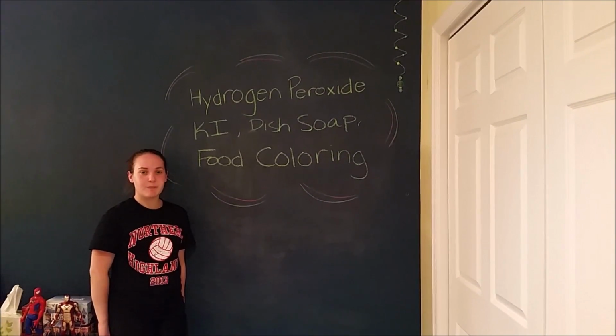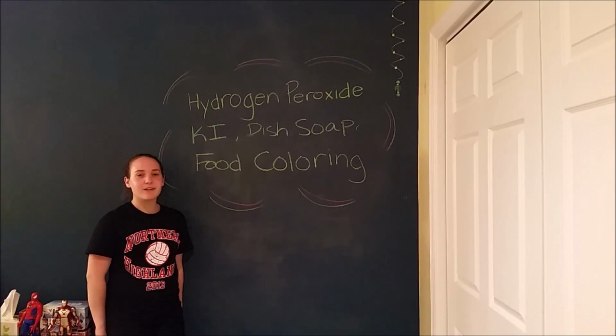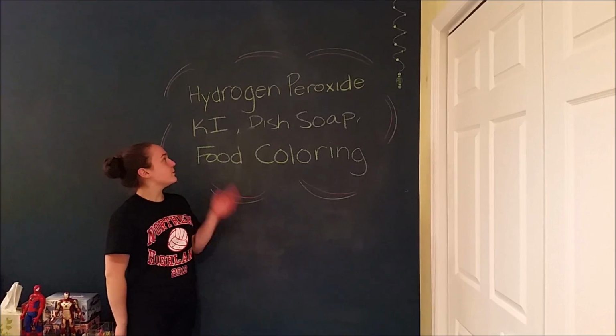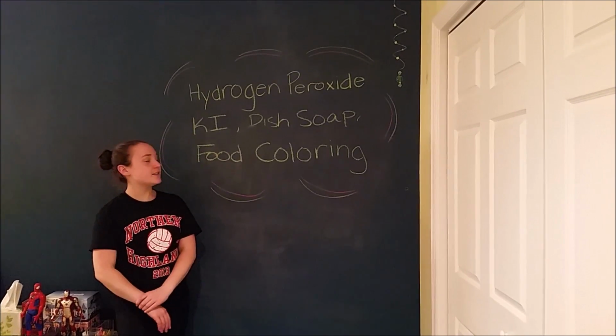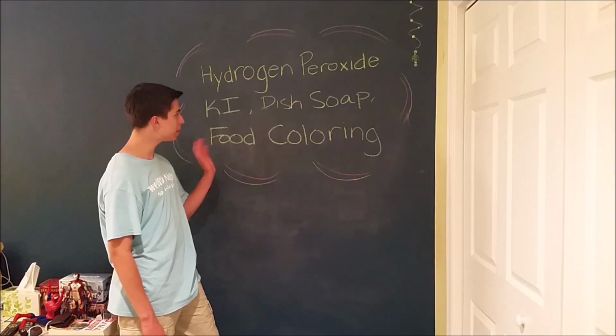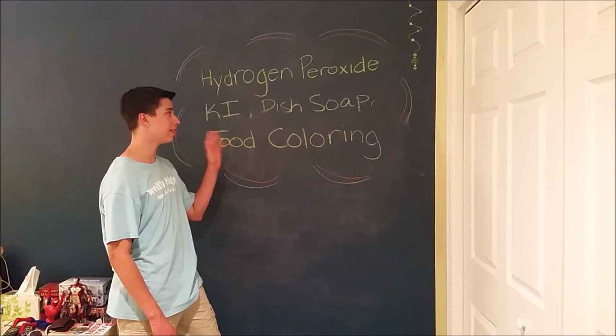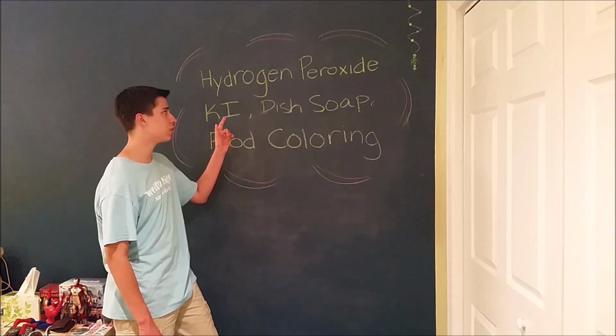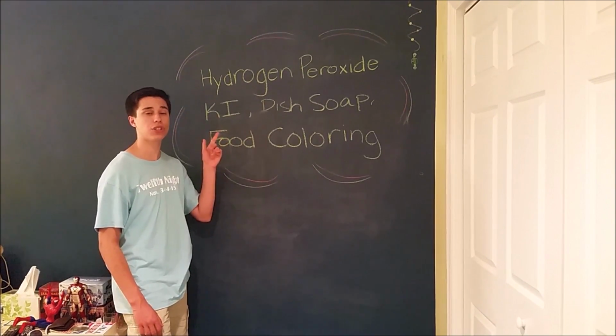For this experiment, we made elephant toothpaste. However, it's not actual toothpaste, so please don't eat it. To make this, we used hydrogen peroxide, potassium iodide, dish soap, and food coloring. The potassium iodide is used as a catalyst in this experiment. Do you remember what that is? It speeds up the decomposition of the hydrogen peroxide into oxygen and water.